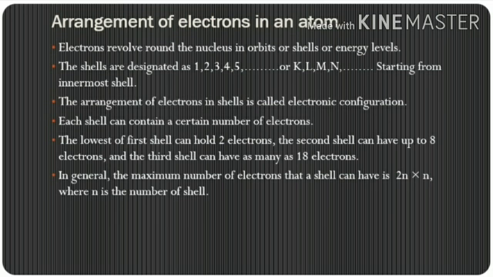Each shell can contain a certain number of electrons. The lowest or first shell can hold 2 electrons. The second shell can have up to 8 electrons, and the third shell can have as many as 18 electrons. In general, the maximum number of electrons that a shell can have is 2n squared, where n is the number of the shell.